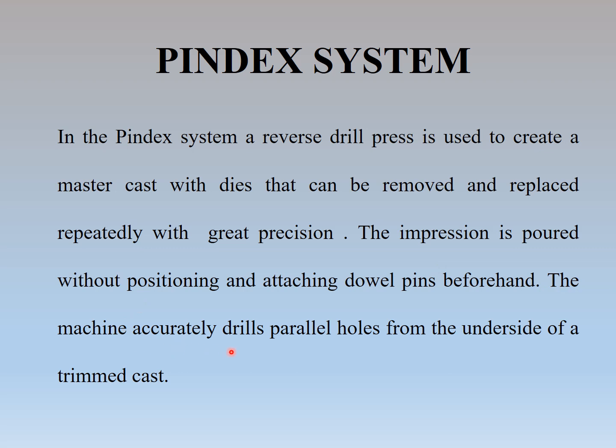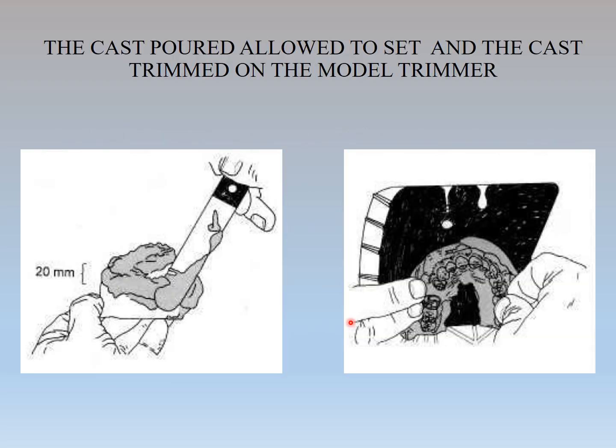The machine accurately drills parallel holes from the underside of the trimmed cast. So this is the biggest difference here. Now you'll see how we do it. The cast is poured, allowed to set, and the cast trimmed on the model. We pour the impression normally.